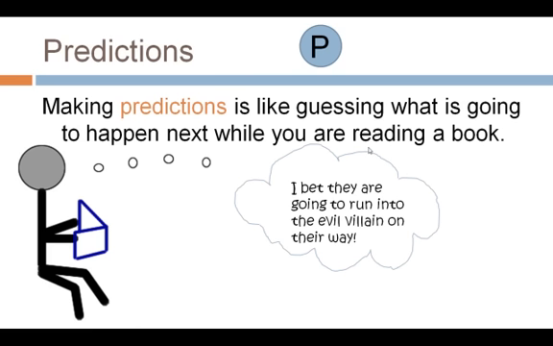Make sure that when you make predictions that they are meaningful. And by that I mean that you take what you know already about the book and what you have read and apply that to your prediction. You don't guess that wild monkeys are going to attack when your book has had nothing to do with monkeys so far. So make sure they are meaningful.